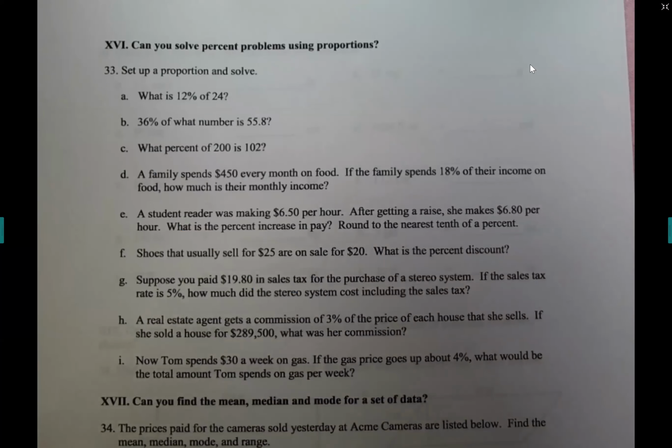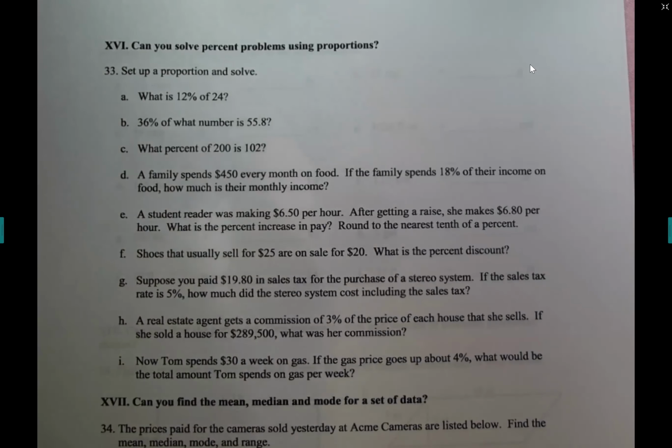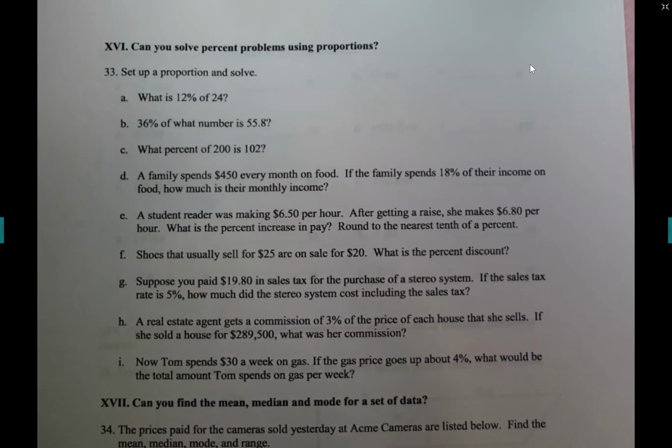All right. Set up a proportion and solve. What is 12% of 24? I don't know how your teacher just taught you to do this. There are so many ways to compute this, but one easy way, guys, is to translate what you're reading to an equation and solve it.